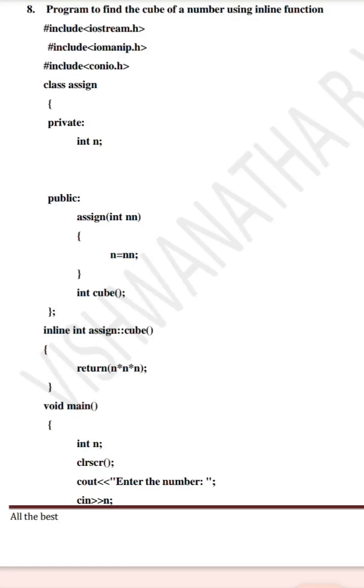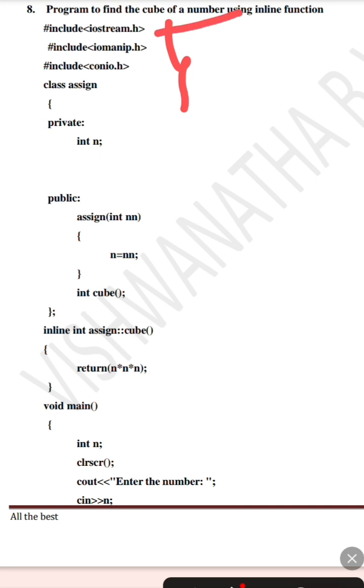Today we are going to discuss a small program that is an inline function. Normally, if you want to write a C++ program, we write three header files. Those three header files are #include <iostream.h>, #include <iomanip.h>, and #include <conio.h>.